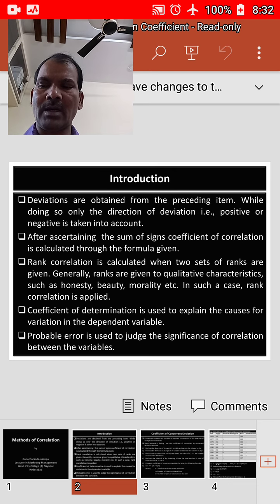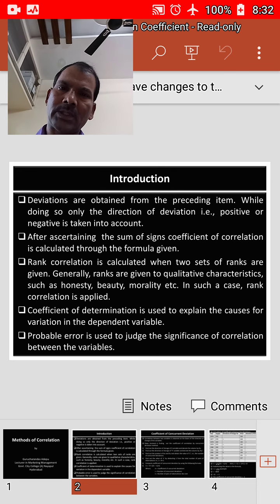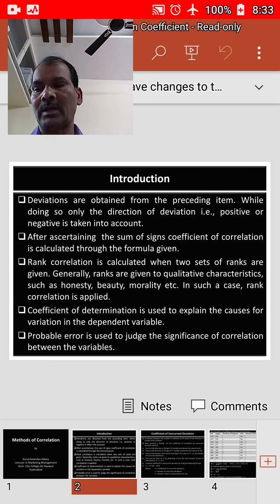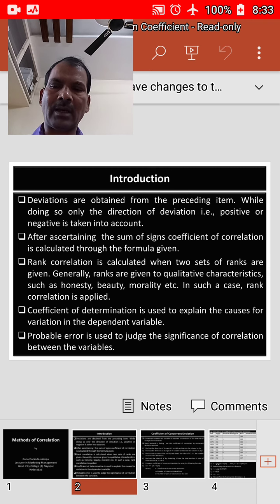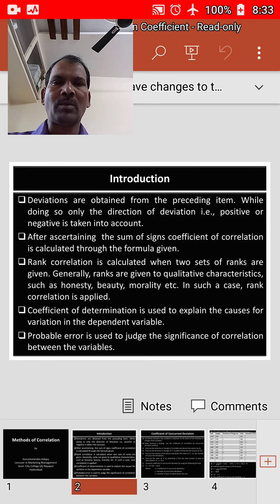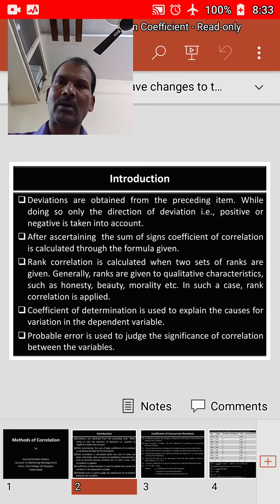Rank correlation is calculated when two sets of ranks are given. Generally, ranks are given to qualitative characteristics such as honesty, beauty, morality, where these cannot be measured. There is no measuring rod to measure all these. They are not quantified. These are all qualitative aspects which we cannot measure with a measuring device. In such a case, rank correlation is applicable.